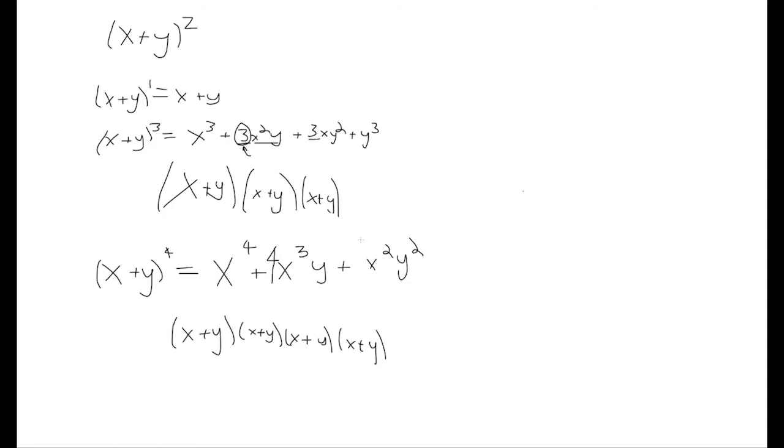Okay, so we know that we would have a coefficient of 6 here because there are 6 possible ways we just discovered of picking 2 x's and 2 y's. Okay.